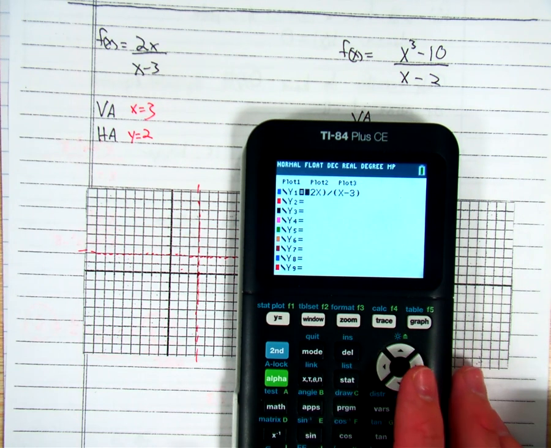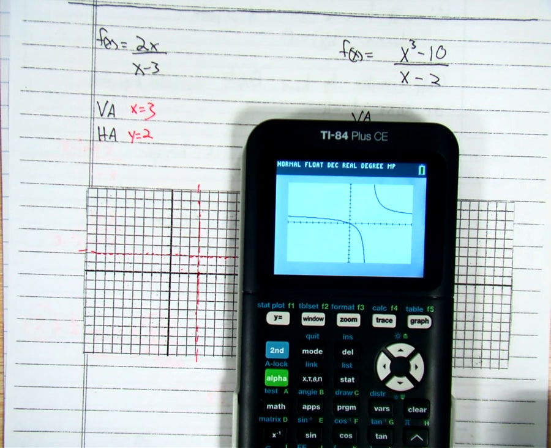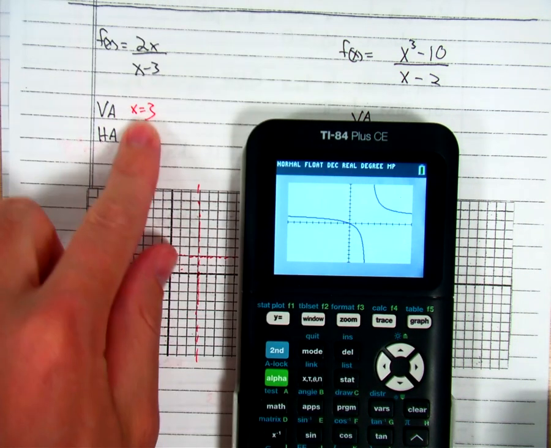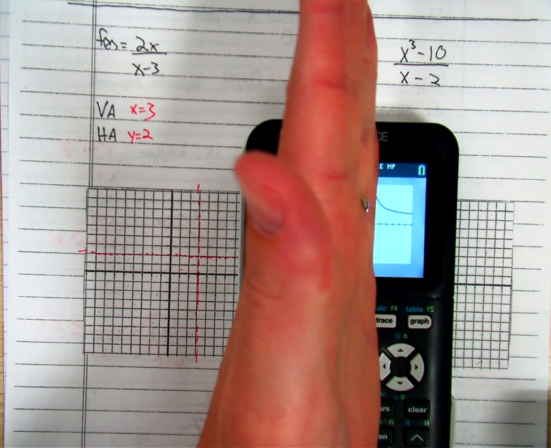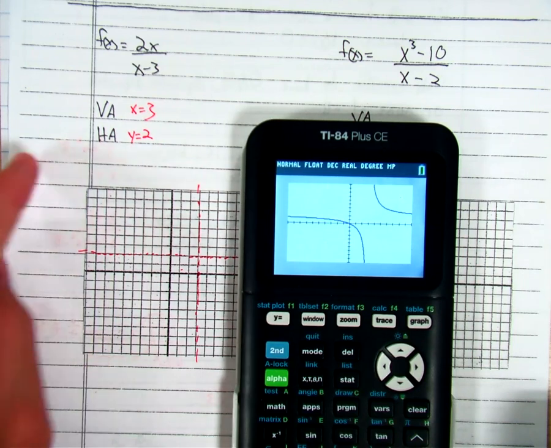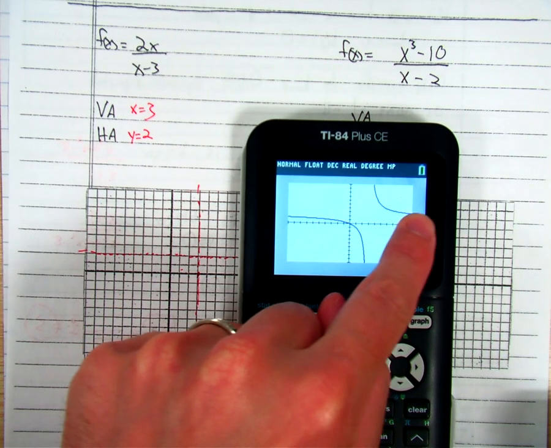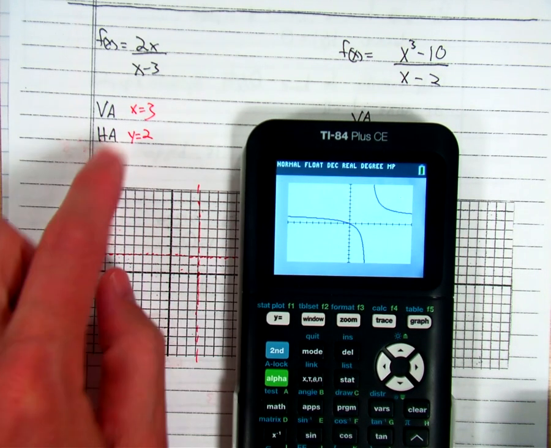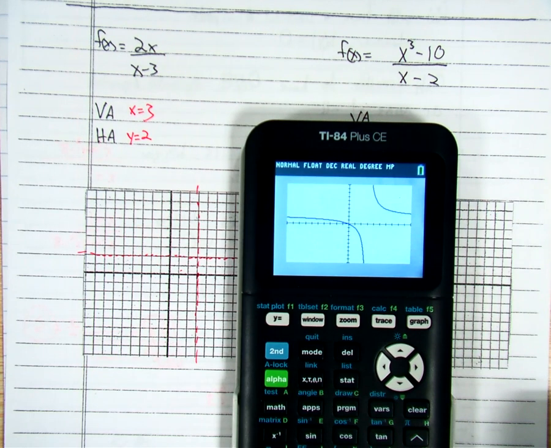I'm just going to roll with this one. Let's see how it looks. There we go. You can see where your vertical asymptote is at 3. Looking right there. And you can see where both of these appear to level out at about 2. Okay? So we're going to go through, and I like to just use trace.